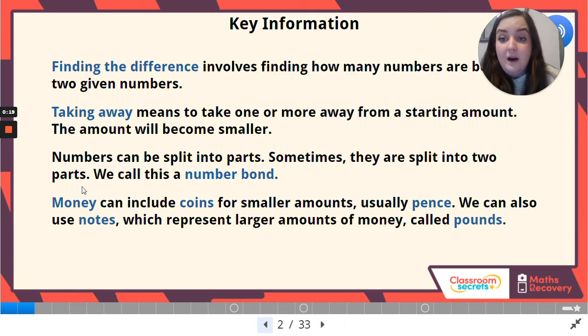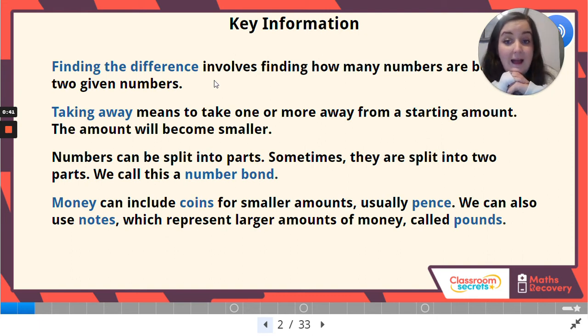So finding the difference is about finding how many numbers are between two numbers. Okay, so for example, if you had 2 and then 5, what is the difference between those? So if we start at 2, and we do 3, 4 and 5, the difference is 3.